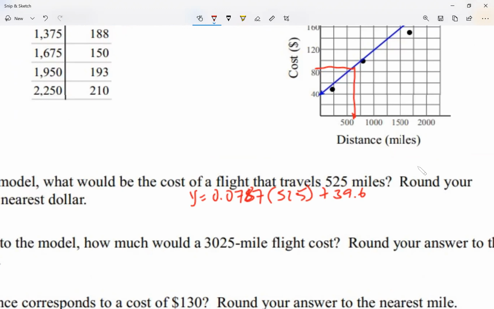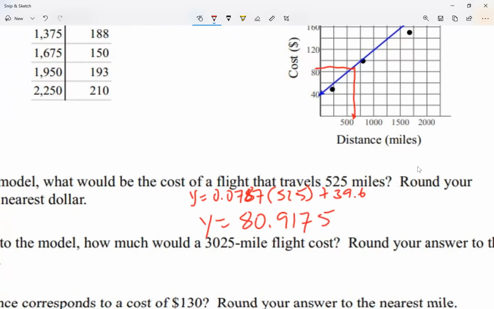Okay, so let me multiply my numbers. 0.0787 times 525. And then my result, let me add it to 39.6. I end up getting that Y is equal to 80.9175. But it says round it to the nearest dollar. Okay, so there's a bunch of decimals, but the first decimal number is big enough, so it pushes my 80 over. So I'm gonna say this is $81. Yeah, pretty much what I expected, right? I said a little more than 80, so 81 sounds about right. I was just estimating on the graph, so good.